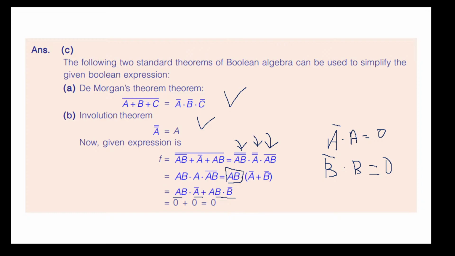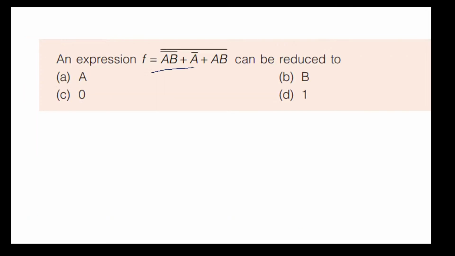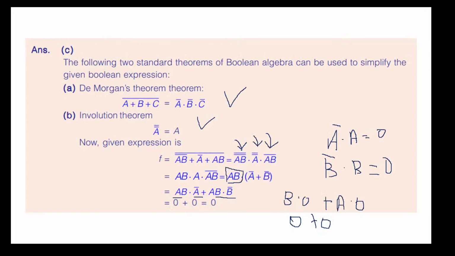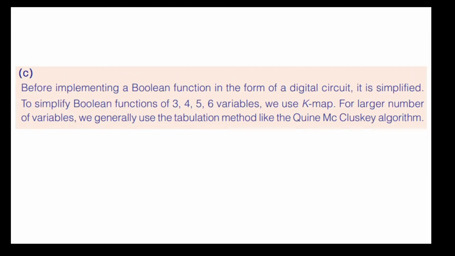So the remaining terms will be b into 0, right? b into 0 plus a into 0. So we all know b into 0 is nothing but 0, a into 0 is nothing but 0. So our solution is option C, that is 0. So in such an easy and simplified manner, we have reduced the equation, right?